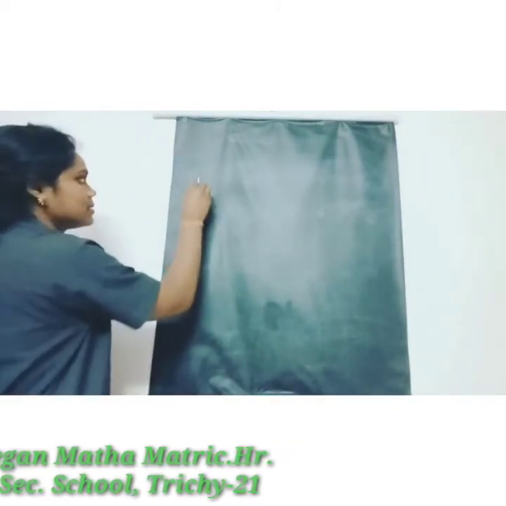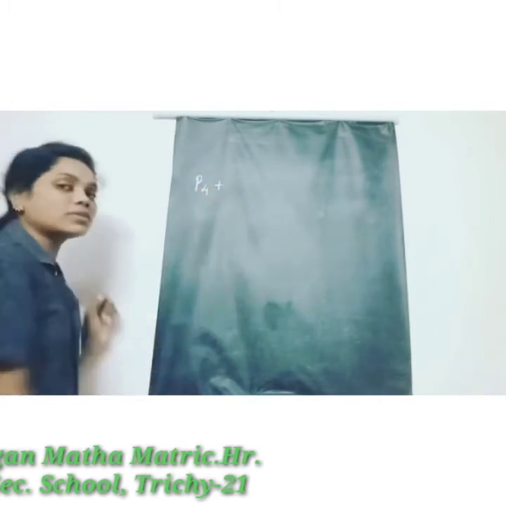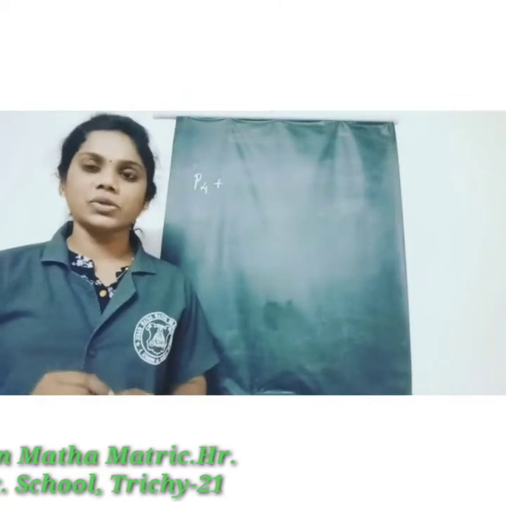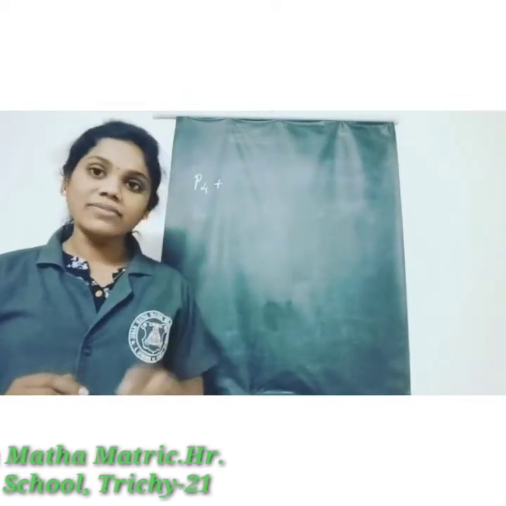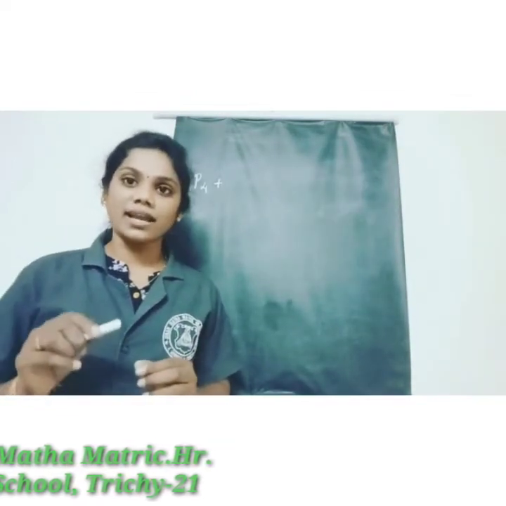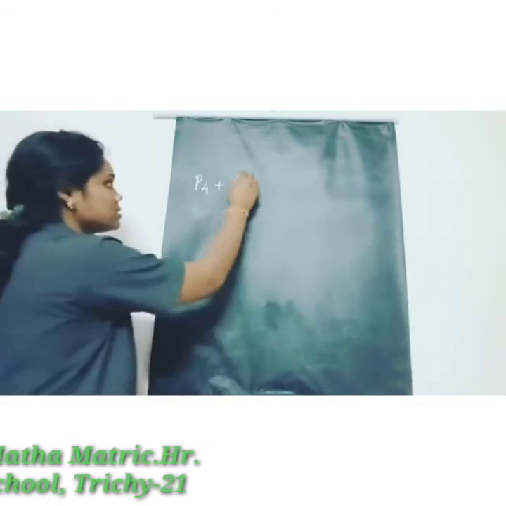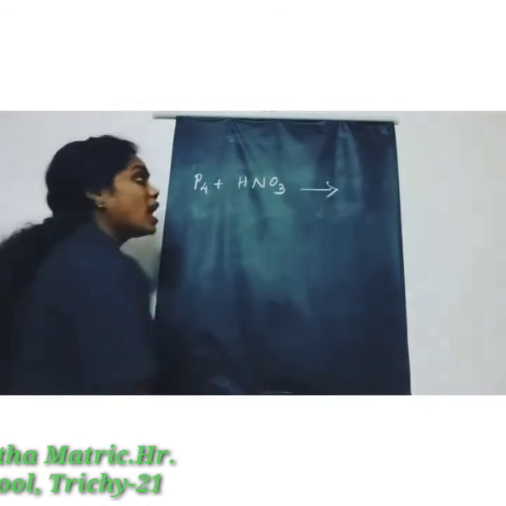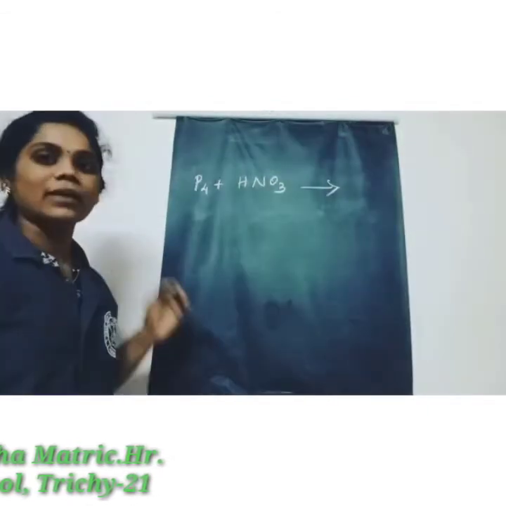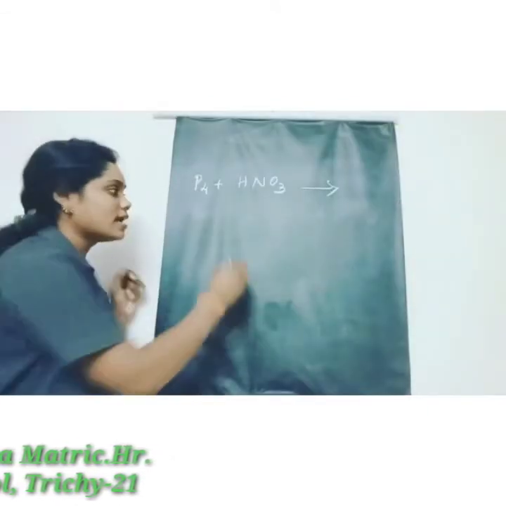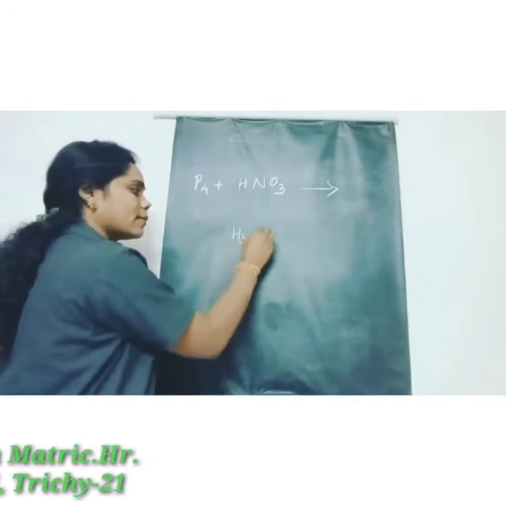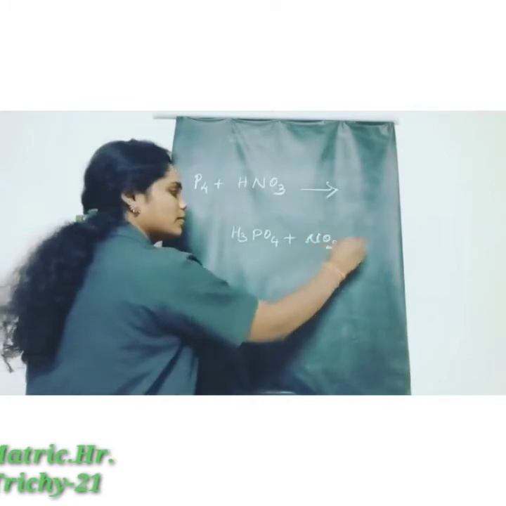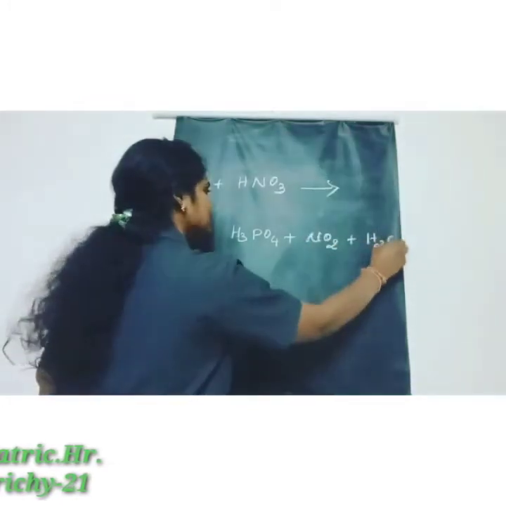Phosphorus, that is P4, is reacted with nitric acid. Here I take concentrated solution of nitric acid. So the formula for nitric acid is HNO3. It gives orthophosphoric acid. The formula for orthophosphoric acid is H3PO4, plus NO2, plus water molecule is formed.